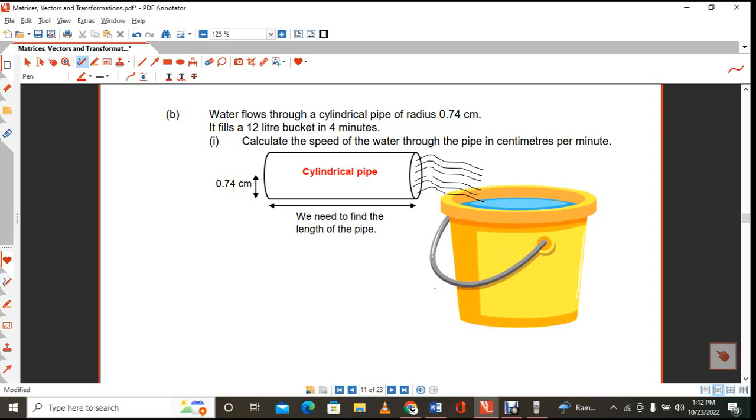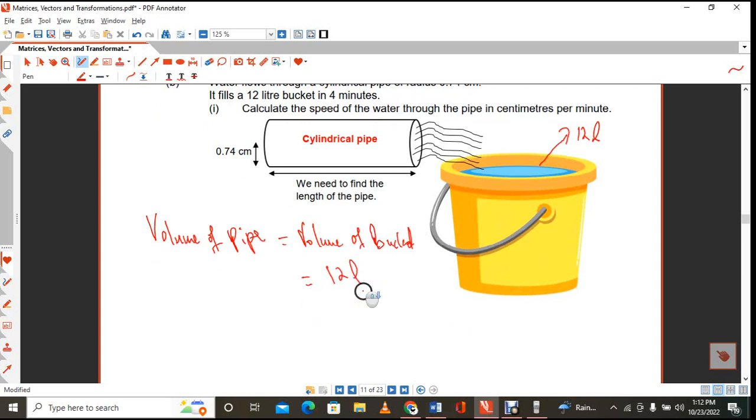This is a little bit of a tricky question, but I wrote down the information that we need. We know that this is a cylinder, the radius is 0.74. It's given to us. We need to remember the volume that is here, the 12 liters, is the same 12 liters that flows through the pipe. So in essence, the volume of what is in the pipe is going to equal the volume of what goes into the bucket, which is 12 liters. That is something that I need you to grasp before we continue with anything else.